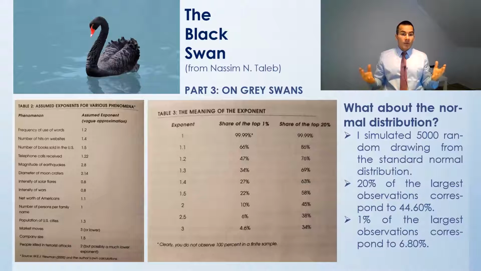As we move on here, we also have the number of hits on websites, which follows a power law function with an exponent of 1.4. We have here the number of books sold in the US, with a power law exponent of 1.5. What does that mean? Then we can look again at Table 3. It means that the top 1% of the largest observations, so the most sold books, make up 22% of the cumulative books sold, whereas the 20% of the books that are sold the most make up 58% of the cumulative total books sold. So we can go down, and here are many examples of random variables that follow a power law distribution as opposed to a Mediocristan-style normal distribution.